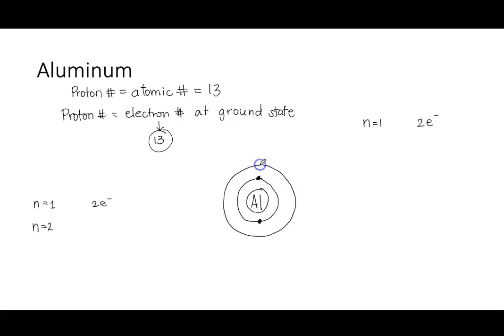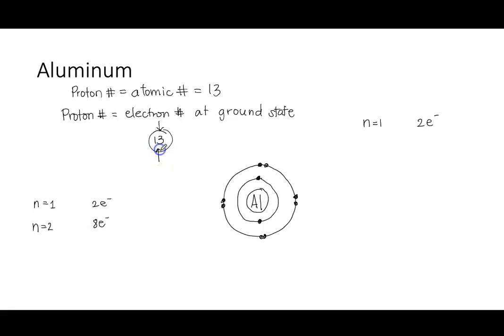All right, so we got 1. Okay, so we already have 2, so that's 3, 4, 5, 6, 7, 8, 9, and 10. But as you can see, we know that n equal to 2 has a maximum of 8 electrons. So right now we are at 10 electrons.